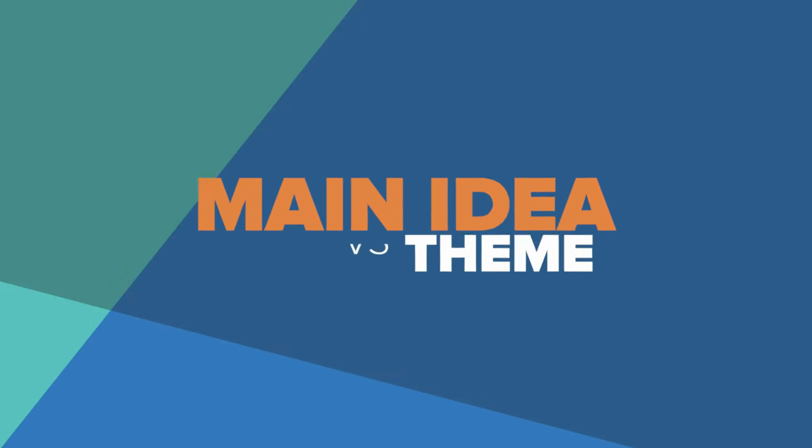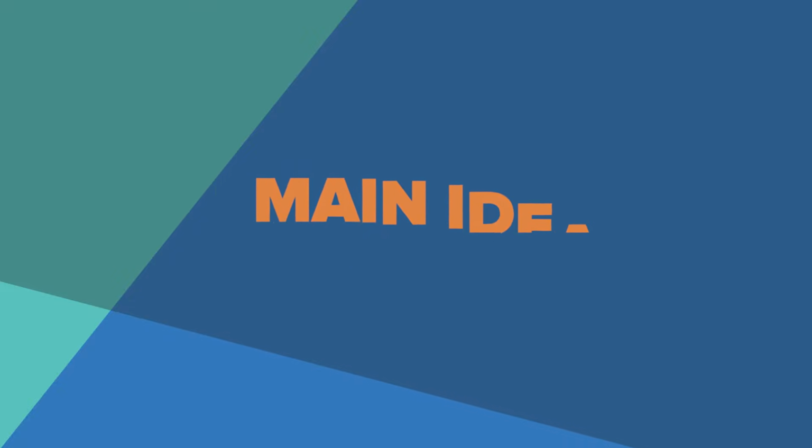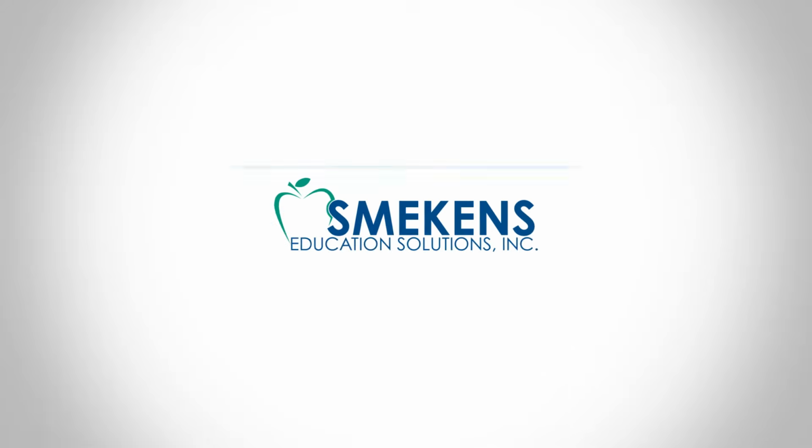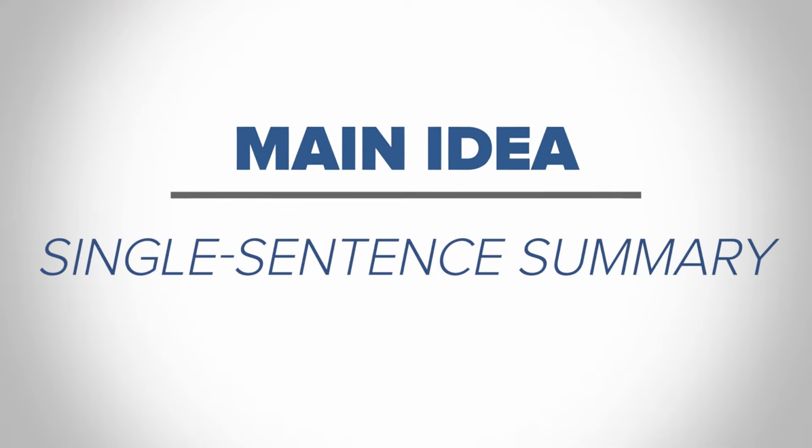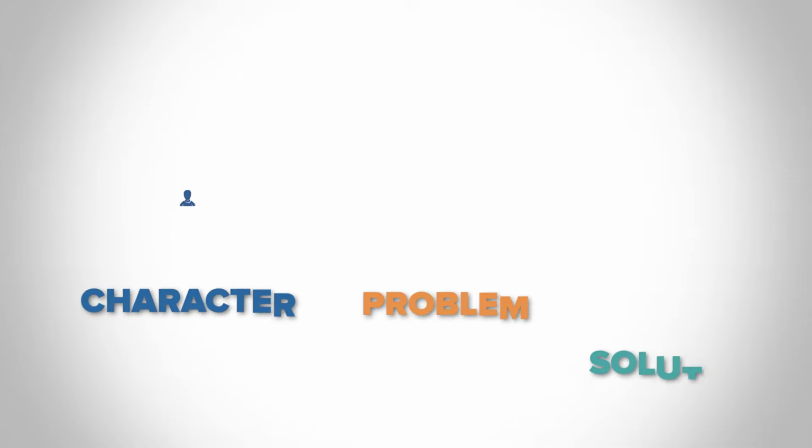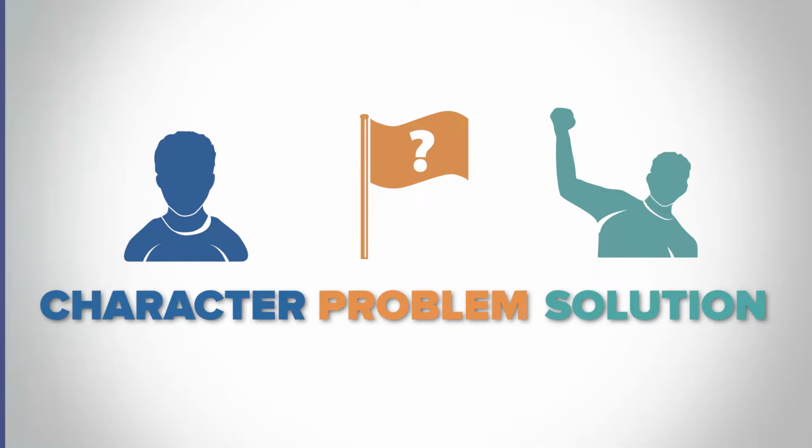What's the difference between main idea and theme? A main idea is always a single sentence summary. In one sentence, tell me the character, the problem, the solution. Boom, done. Main idea is going to get into the text and name those specifics.